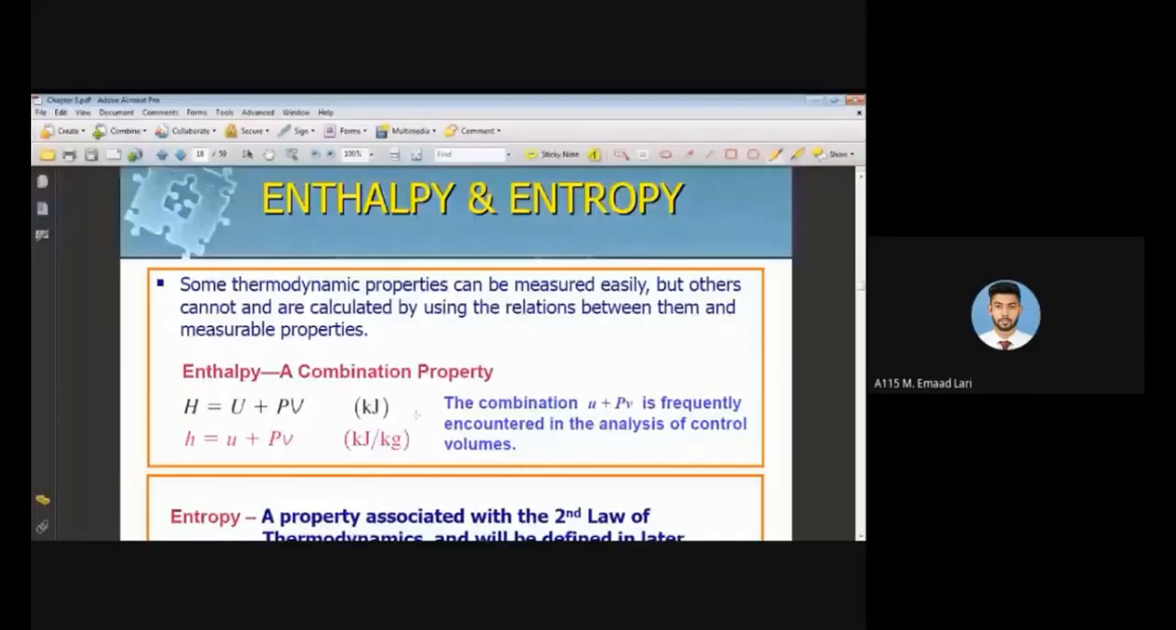Sir, can you please repeat the enthalpy thing? Okay, once again. Enthalpy is basically the total useful energy of the fluid. Now, if I have water, how can I say that the water has a lot of energy? Let's say the water is boiling. Boiling water can do a lot of work.